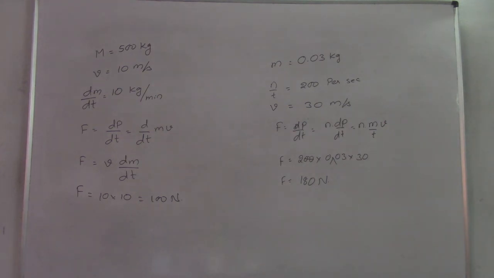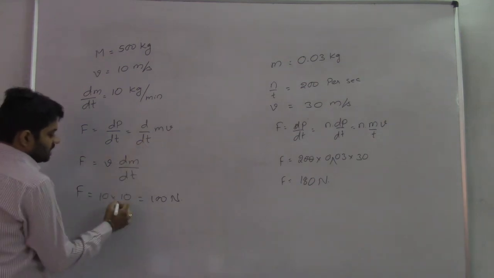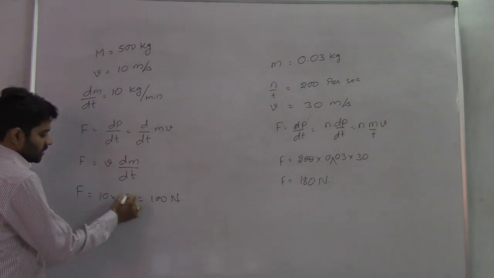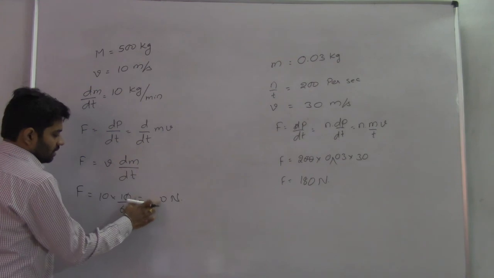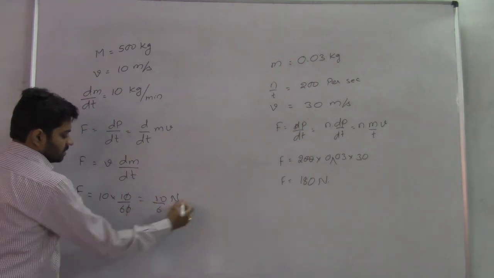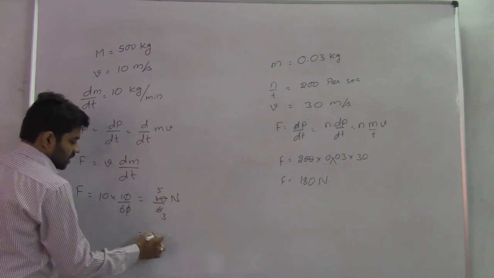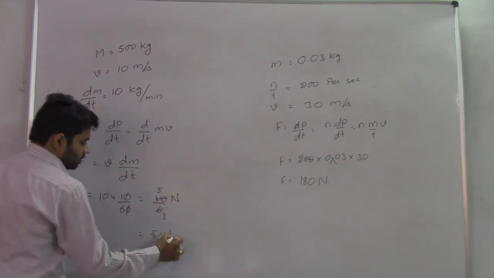Sir, once repeat the question, sir. dm by dt, seconds convert. Just 1 second, sorry. To convert the seconds, divide by 60. Here by 60 means this one cancels. This is equal to what? 10 by 6. So 2 3s are 6, 2 5s are 10. This is equal to 5 by 3.